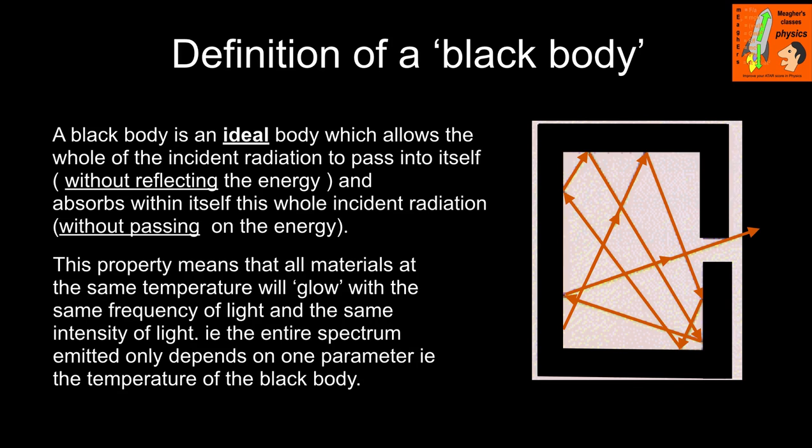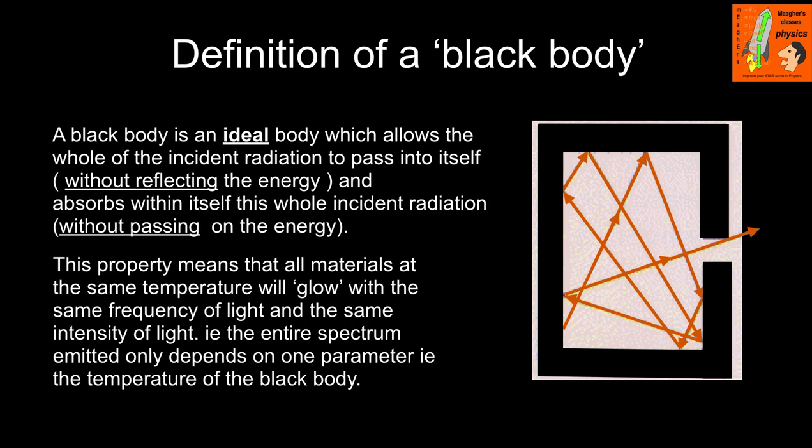Another thing with that property is that it doesn't matter what material the blackbody radiator is made from, it will always give the same frequency of light if the temperature is the same. So if it was made of one particular metal or another particular metal or clay or something like that, if the temperature is a particular temperature, it will emit light of a particular frequency.